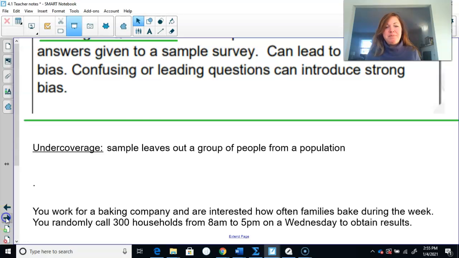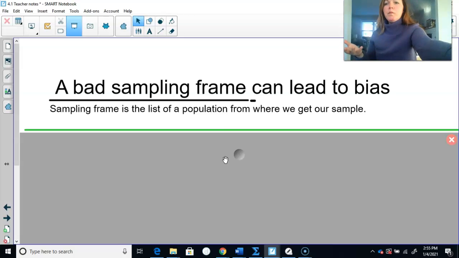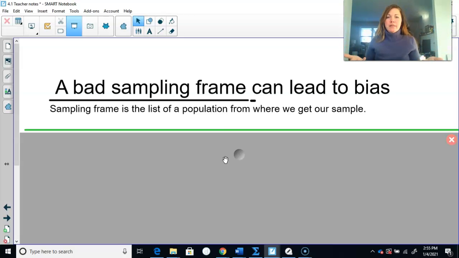Let's keep cruising. A bad sampling frame can also lead to bias. A sampling frame is the list of a population from where we get our sample. So for example, if I wanted to interview 100 students at Armstrong High School, I need to get those names. I need to find out who those 100 people are. So I'm going to get a list of those 100 people. Well, where am I going to get the list?